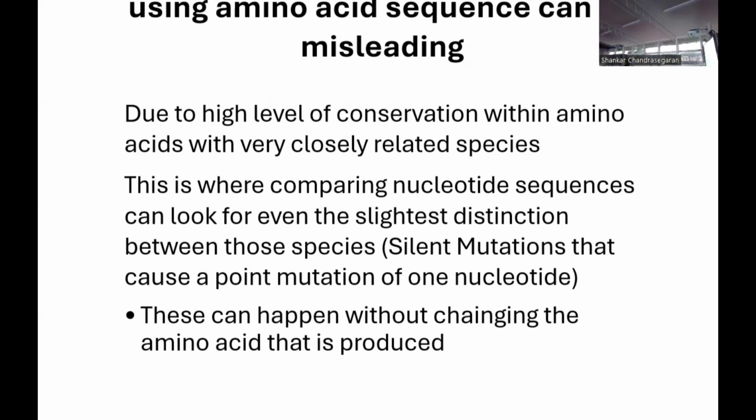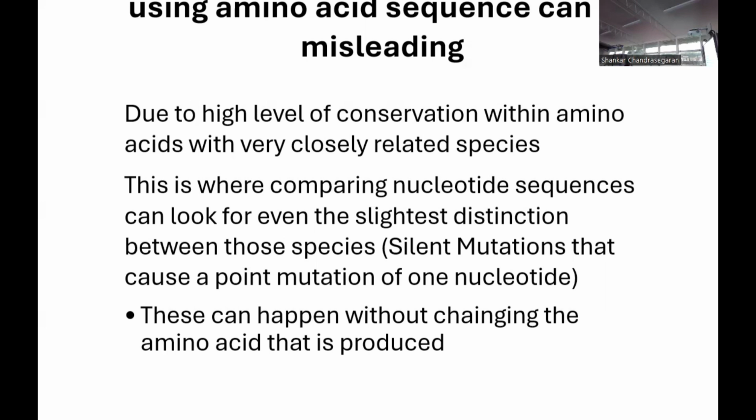Exactly, right? The amino acid that was produced as a result of that codon is still the exact same amino acid that was originally produced. So if we only studied the amino acid sequences, we would say that they are very closely related. There are no differences at all. Only by studying the nucleotide sequence, we can see that actually there is one difference, right? So that means they are very closely related, but they're not exactly the same.